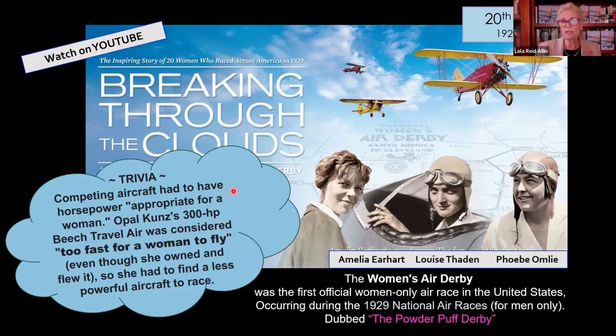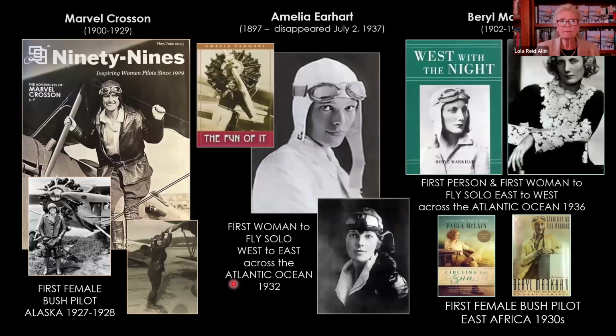A nice little note of trivia here. Competing aircraft had to have horsepower appropriate for a woman. Opal Kunz's 300 horsepower Beech Travel was considered too fast for a woman to fly, even though she owned it and she flew it to the race. So she had to find a less powerful aircraft to race. It had to be 200 horsepower or less.